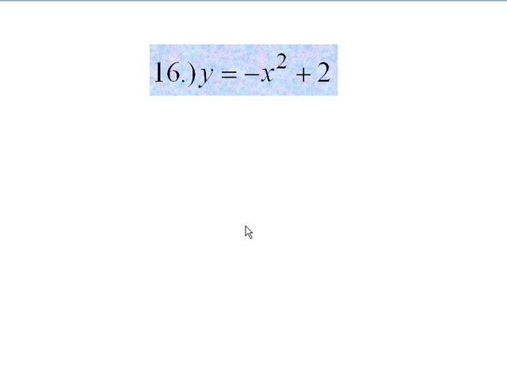Alright, here's the last one. You try this one. Notice you've got an x squared, but it's a negative. That'll change your graph a little bit. So plot it out with some random numbers and then check it on your calculator.